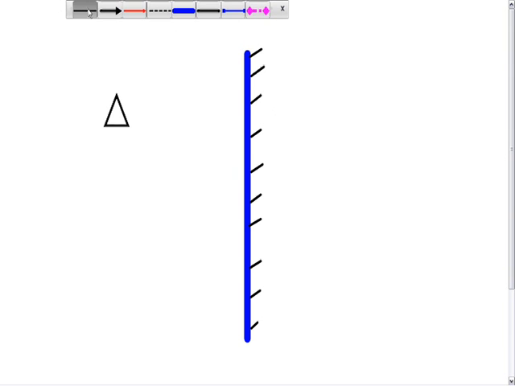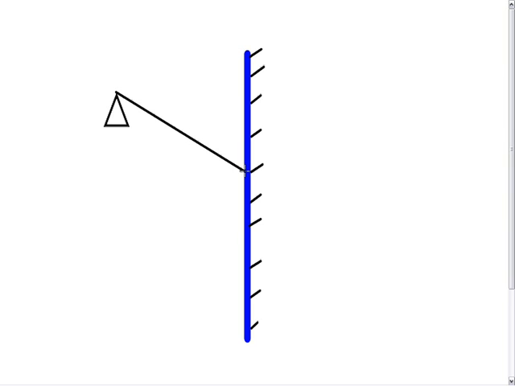Okay, so what I do, I pick a point on my object. It doesn't really matter where I pick it. Usually you pick the top, and I draw a ray of light to the mirror.